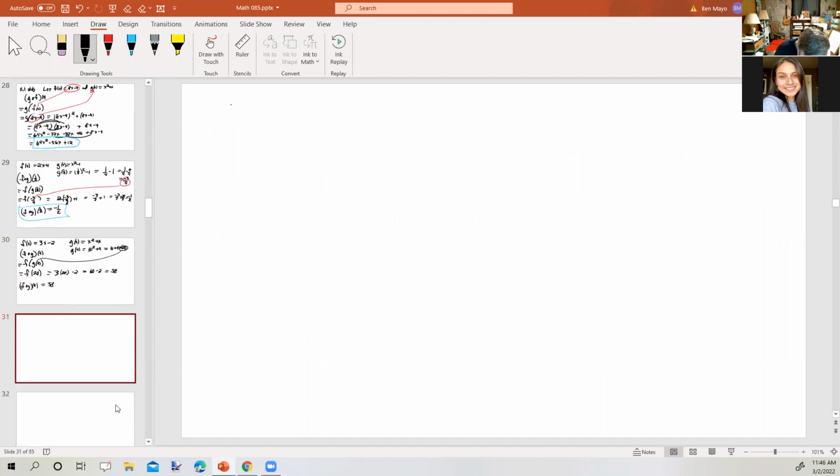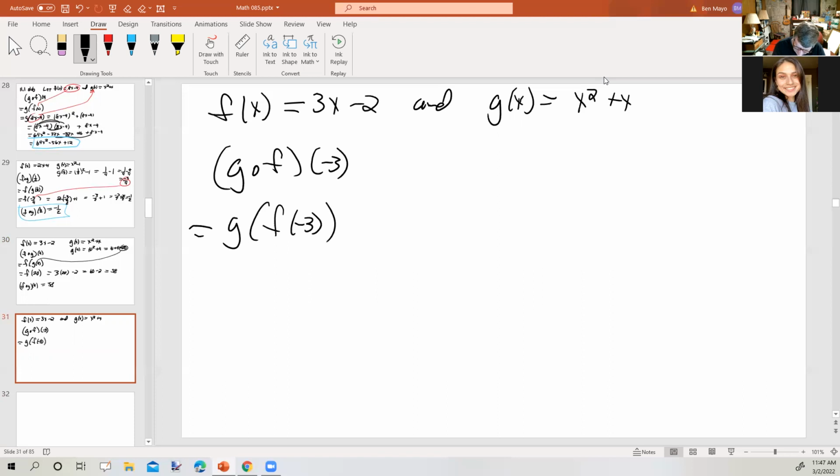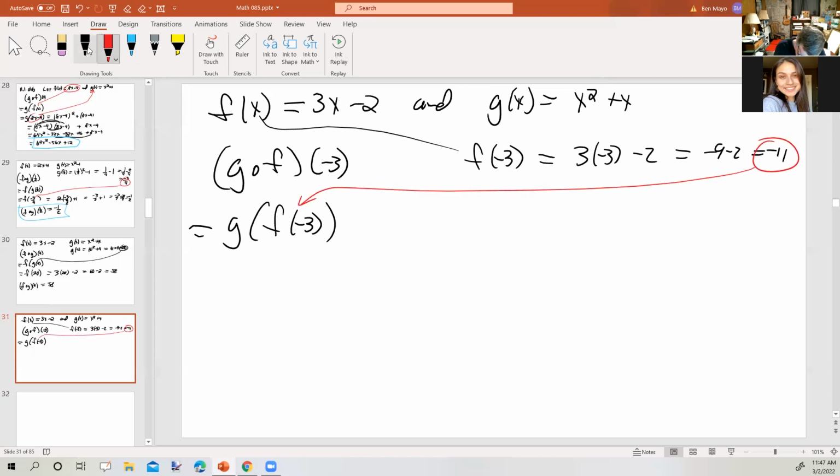Let's do another one. Let's again say that f of x equals 3x minus 2 and g of x equals x squared plus x. Let's find g composed with f of negative 3. Well, that's equal to g of f of negative 3. Well, f of negative 3 is 3 times negative 3 minus 2, negative 9 minus 2, negative 11. So that's going to go in there.